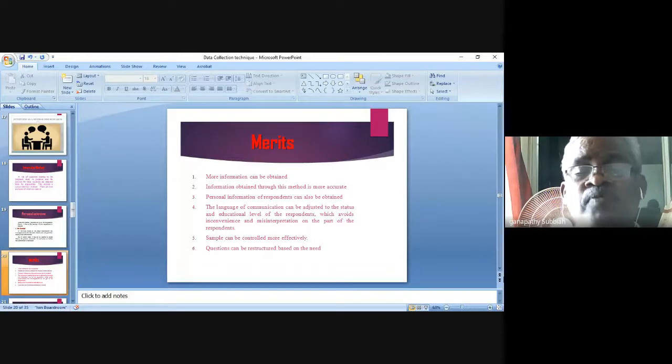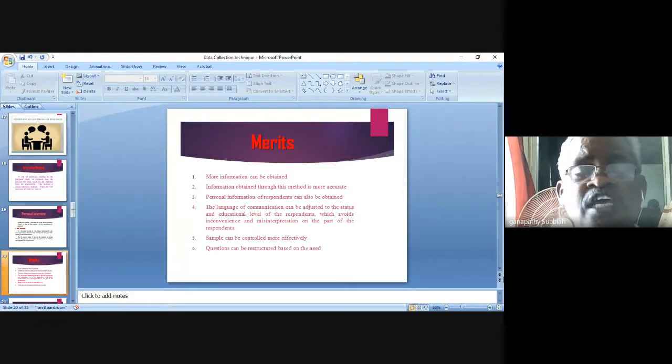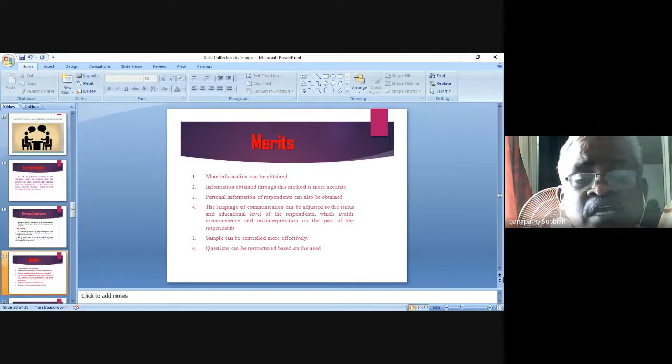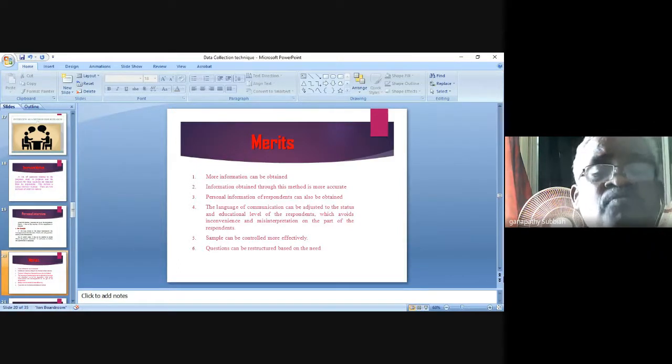The language of communication can be adjusted to the education level of the respondent. Some respondents are highly qualified, some moderately qualified, and some illiterate. The researcher adjusts to the level of the respondent, which avoids inconvenience and misinterpretation on the part of the respondent. The sample can be controlled more effectively under the personal interview method. The questions can be restructured based on the need of the primary data collection.